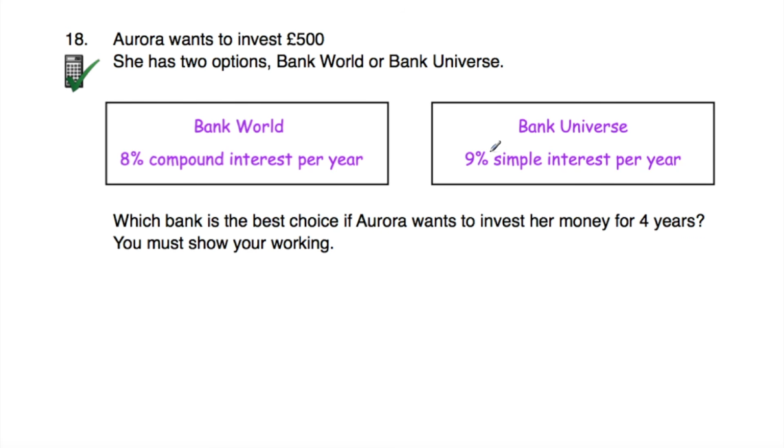So that means that we work out 9% of the initial amount invested and then just add that on every single year. And then we're asked which bank is the best choice if Aurora wants to invest her money for 4 years, and you must show your working. Okay, so let's start off with Bank World.